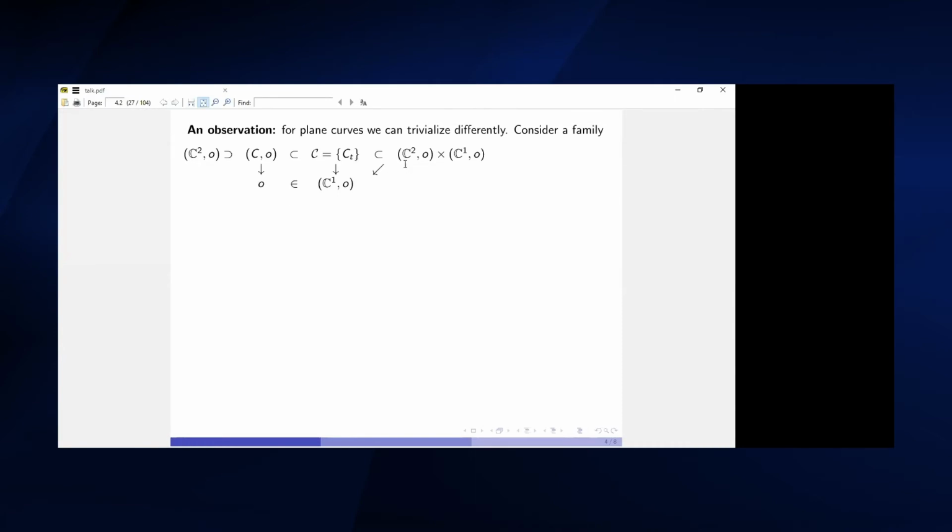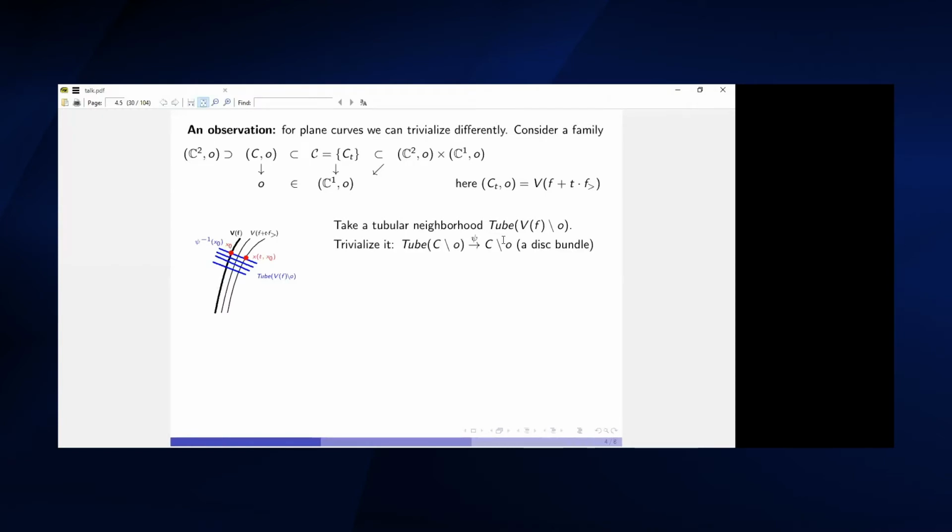And the family is embedded into the product of the germ of the plane times the germ of the base. Each fiber of the family is defined by the deformed equation, as always. So this is the zero locus of f plus t times the perturbation. And now, let's take the trivialized neighborhood of the central fiber, the initial member of the family.